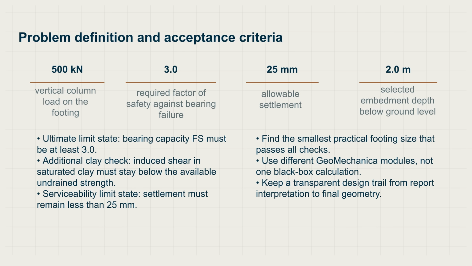To define the problem and acceptance criteria, we establish a vertical column load of 500 kilonewtons, a required factor of safety of 3.0, and an allowable settlement of 25 millimeters, all at an embedment depth of 2 meters.